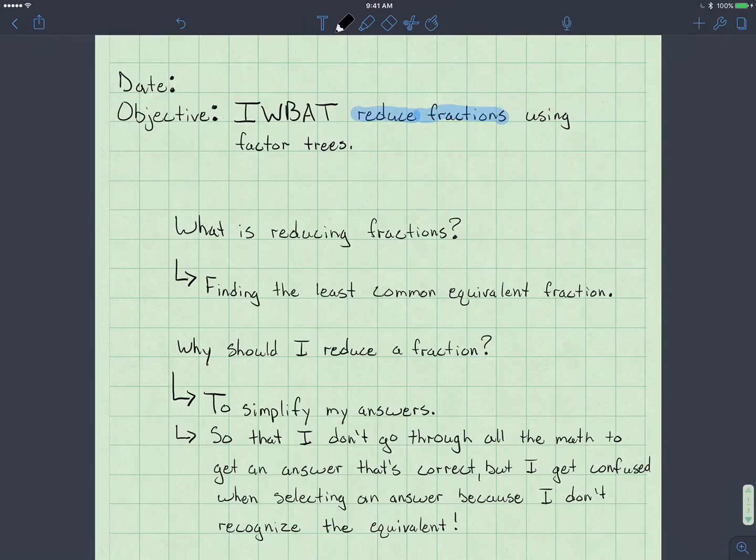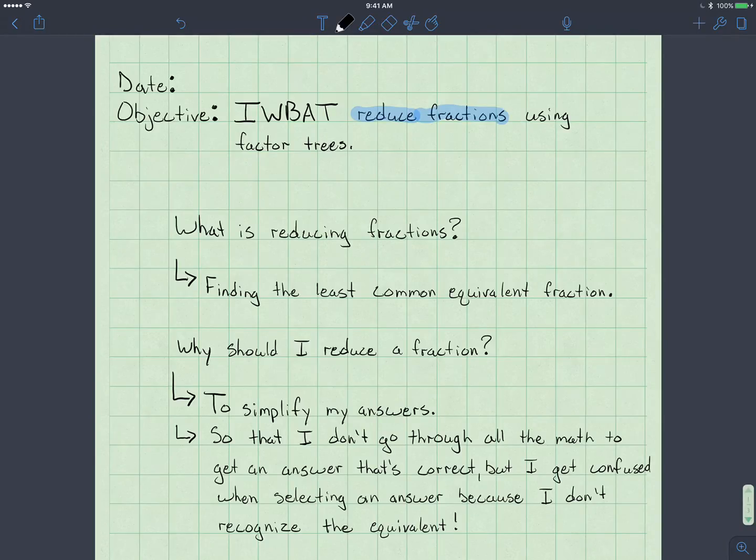Parker, and as I stated in my last video, we stopped at a fraction that I said we were going to later reduce. So today, our objective states I will be able to reduce fractions using factor trees. Now you might be like, what? How are you going to reduce fractions using factor trees? These are two totally different topics.